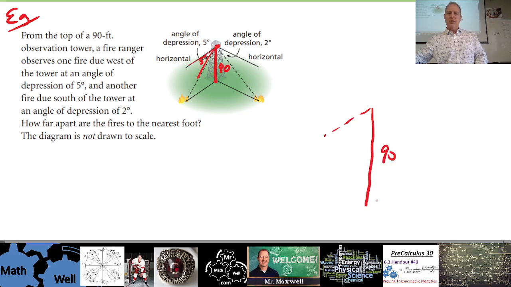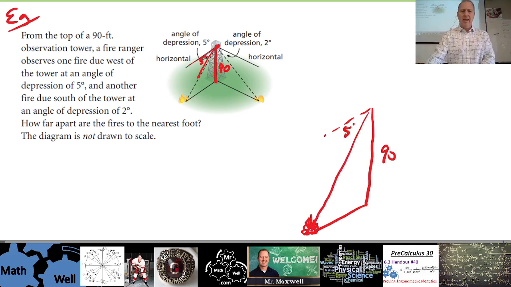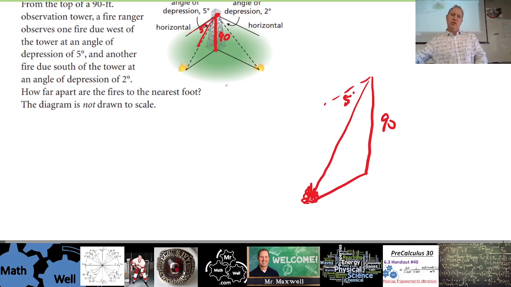Now, why do they have this on an angle? Well, to show you the 3 dimensions. Okay, there's the fire. So this is 5 degrees right there. And another fire due south. So this is west here. This is south. So this is going to be a 90-degree angle between these fires, right? Another one due south at an angle of depression of 2 degrees.